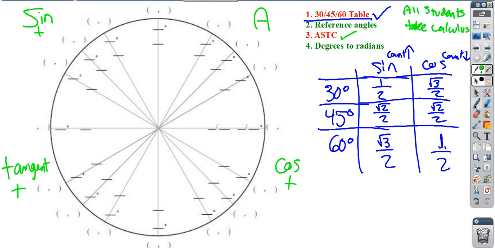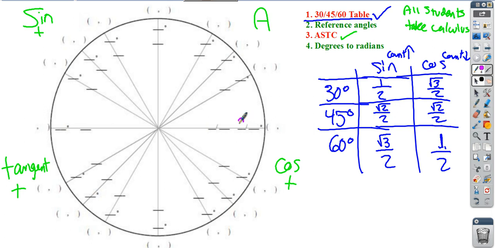The last thing, we want to know how to convert degrees to radians, and we'll get to that when we start filling this in. And then the last concept is reference angles, and we'll explain this as we're going along. So the first thing we want to do is fill in these tables. I don't know if you can see, it's a little bit blurry, but each of these has a place for degrees, and then a place for radians.